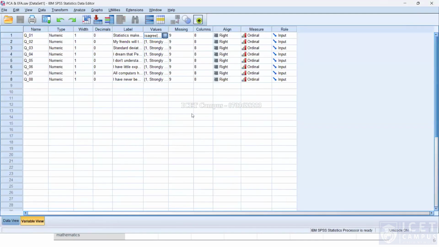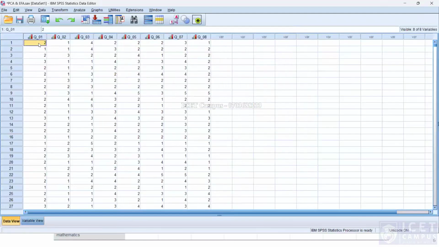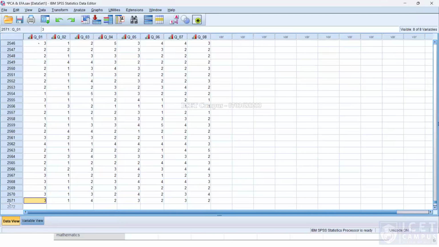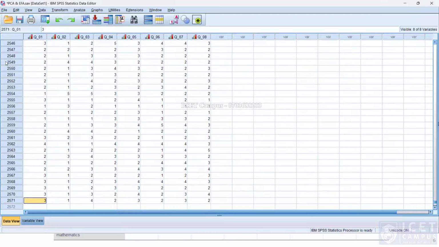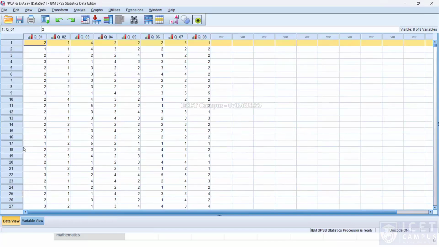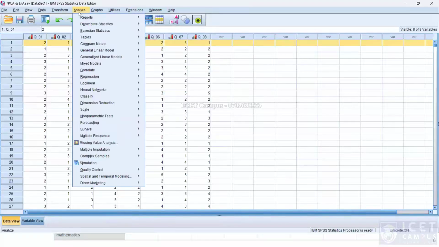Then here, strongly disagree to strongly agree, right? 9 is used for not answered. Then you can see this data: exactly 2,571 entries here, okay? Then I enter all the data to the SPSS worksheet. First we can calculate whether there are some correlations. For that we can calculate the correlation matrix.